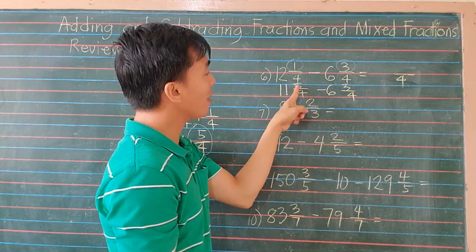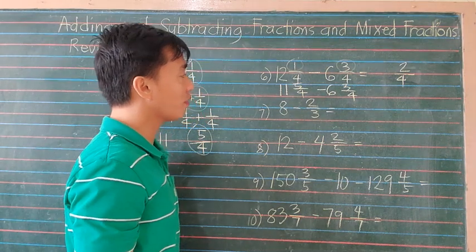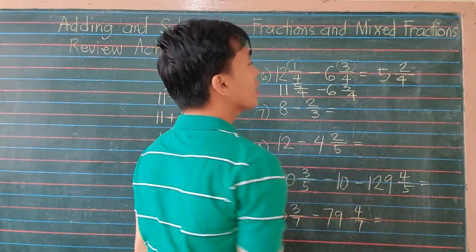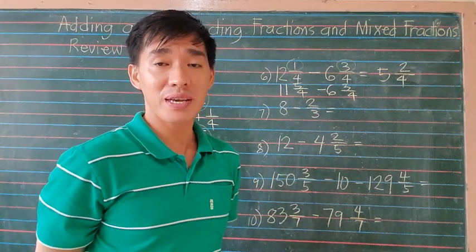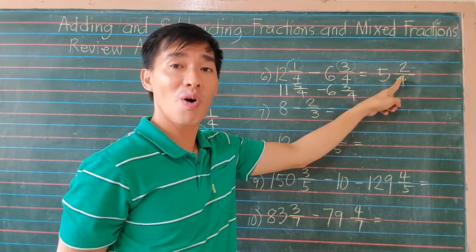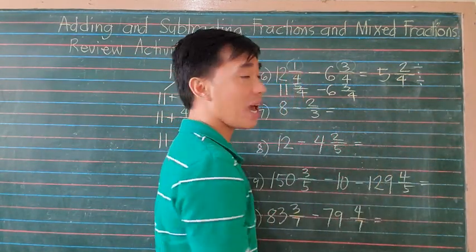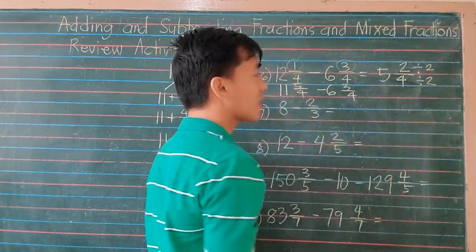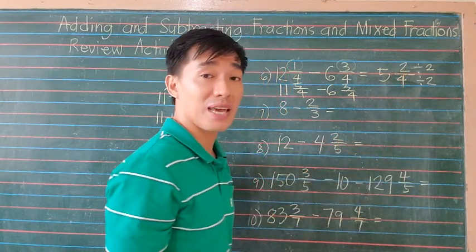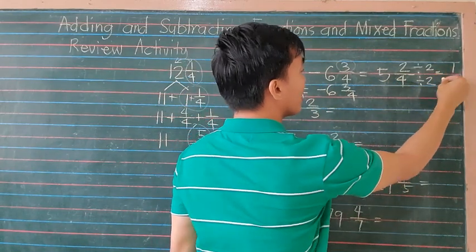This time, 5 minus 3 is equal to 2. The next thing that we have to do, subtract the whole number 11 minus 6 is equal to 5. So, that's 5 and 2/4. But, if you are keen enough, 2/4 is not yet in the simplest form or in lowest term because both the numerator and denominator has a GCF of 2. So we could still express that in lowest term by dividing 2 and 4 by their GCF, which is 2. So 2 divided by 2 is equal to 1, and 4 divided by 2 is equal to 2.